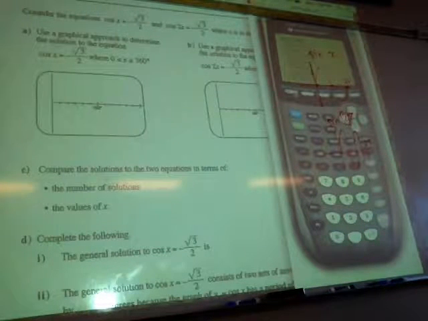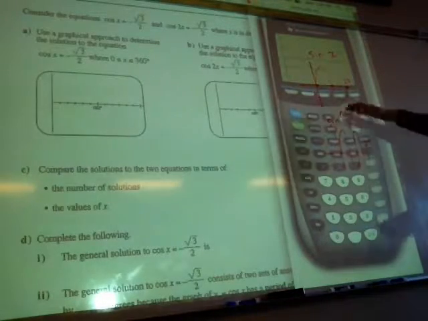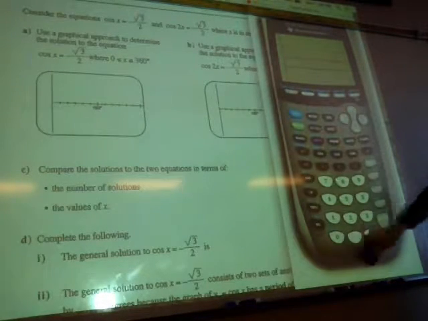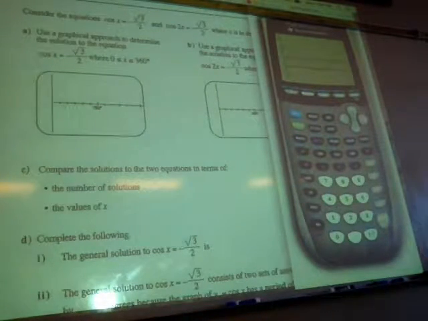And then in your Y1, is it okay if I move forward? Yeah. Okay, our Y1 will be cosine x, and our Y2 will be negative root 3 over 2. We can graph it. So this is the base graph of cosine showing up, and that's the line of negative root 3 over 2. So just by looking at it, how many solutions do we have between our domain 0 and 360 degrees?